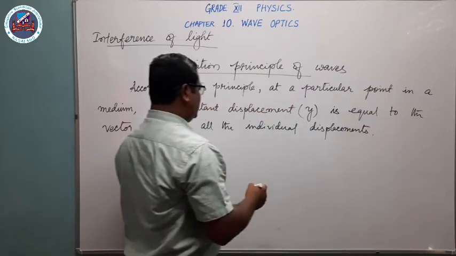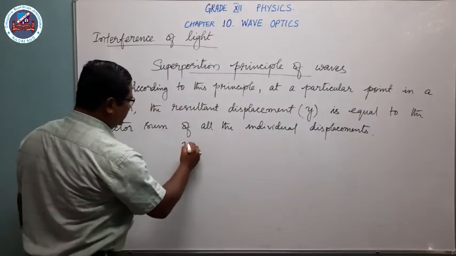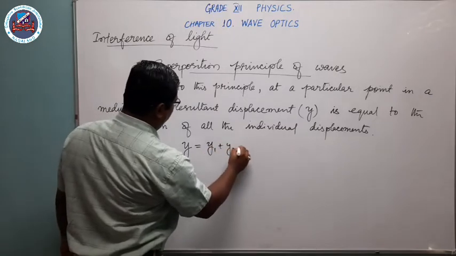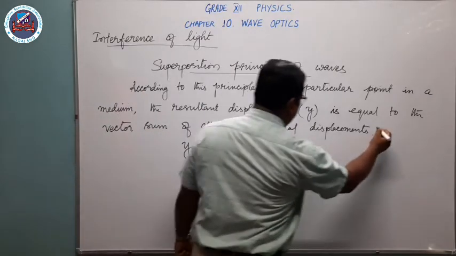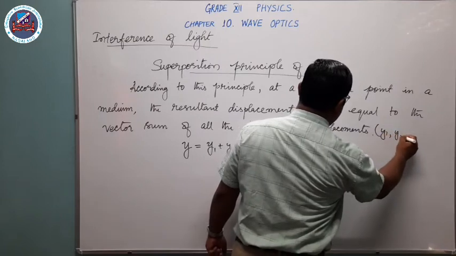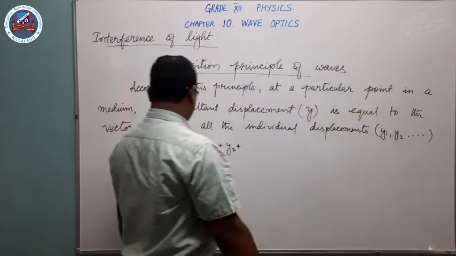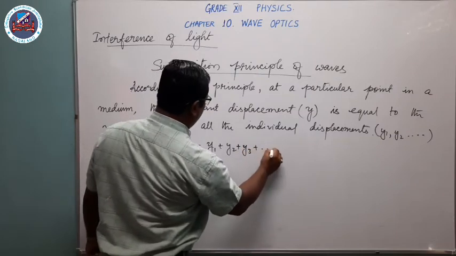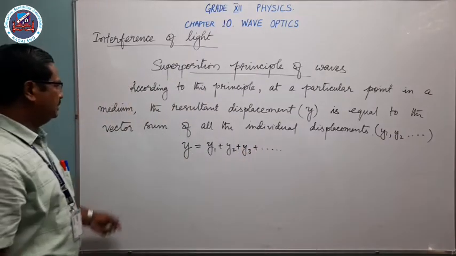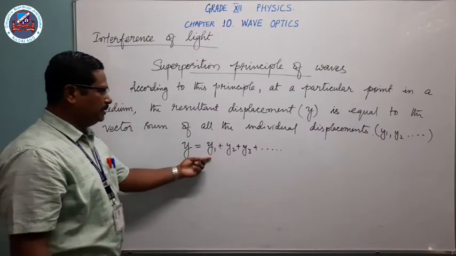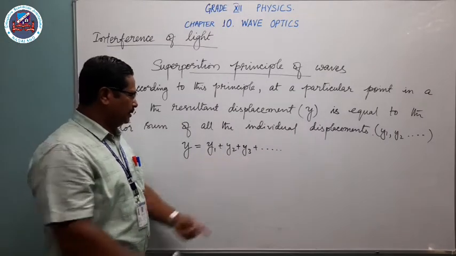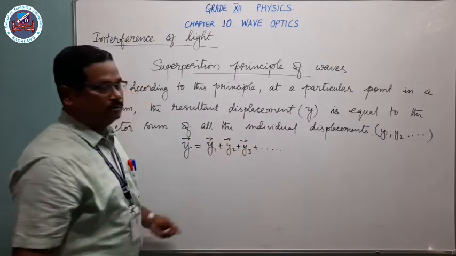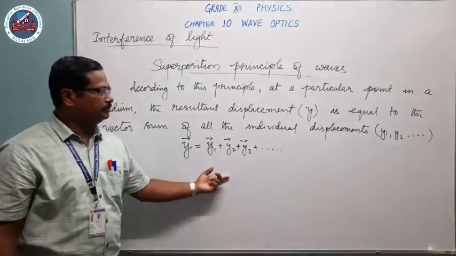So it says like this: if y is the resultant displacement, then it will be y1 plus y2 plus, the individual displacements are suppose y1, y2 and so on. Then it will be y1 plus y2 plus y3 and so on. So this is a vector sum. Sometimes it may be plus, sometimes it may be minus. If I write a vector sum, then I'll write like this with one arrowhead on the top.